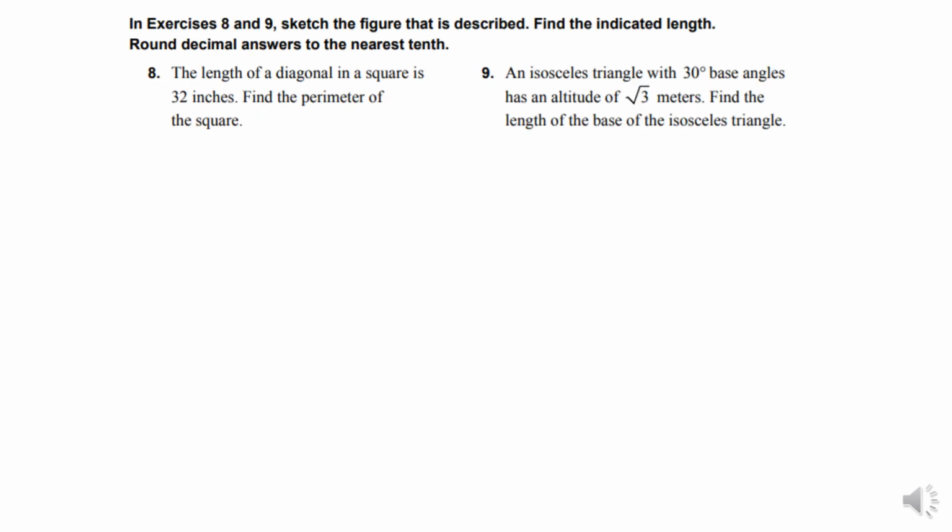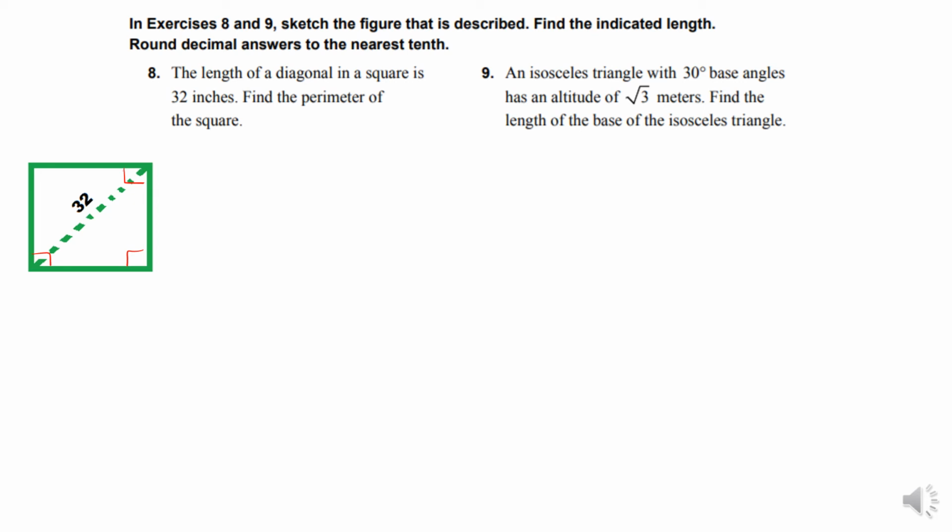Okay, in these two problems, they ask you to sketch a figure, and I think sketching is always a good idea because it helps you kind of see where you're going with the problem. So for this first one, it says the length of a diagonal in a square is 32 inches. So there's my square with my diagonal. Now, the first thing I want to remember is that a square has all 90-degree angles.